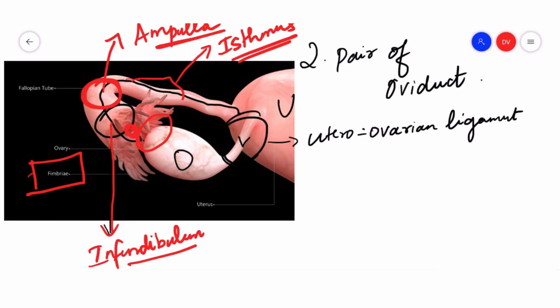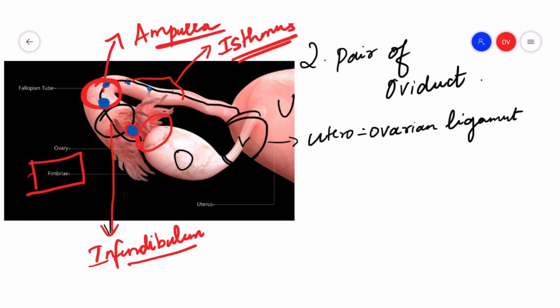The egg will be released like this, and then the egg travels like this, and it will wait in the ampullary region for the sperm to enter. It will basically wait for fertilization. If fertilization happens, it travels like this and gets embedded in the uterus. If not, the menstrual cycle will happen. That is menstruation. Alright guys, I will explain that when I teach you the concept of the menstrual cycle.